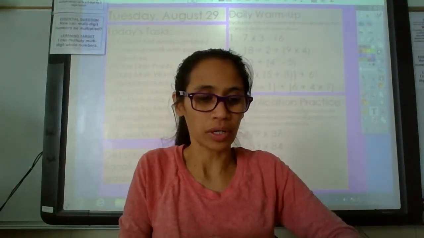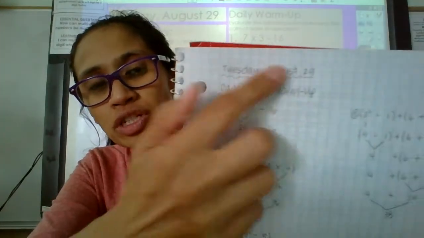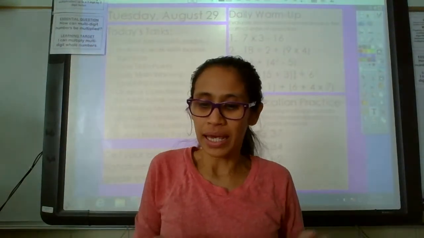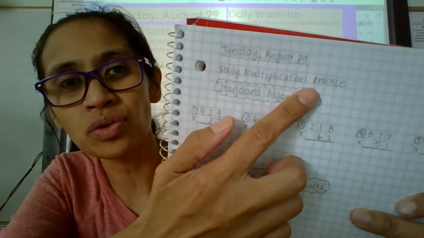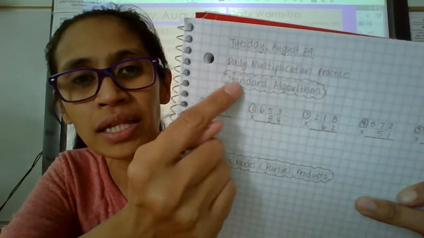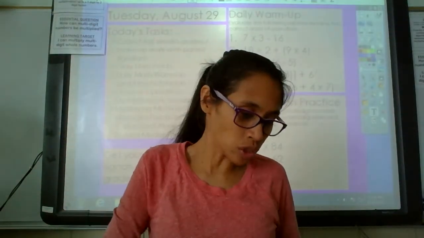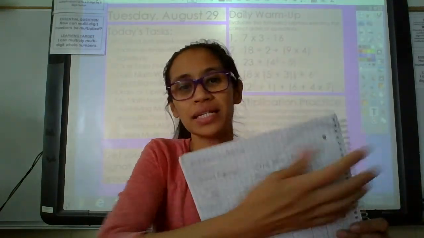Okay, in your notebook, you should have done your evaluating expressions. Label the date, Tuesday, August 29th, daily math warm-up. And for this one, label the date, Tuesday, August 29th, daily multiplication practice. Now, there are 2 ways you can do it. If you saw my notebook today, I did it like this.